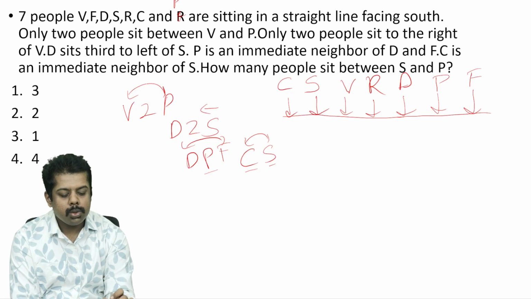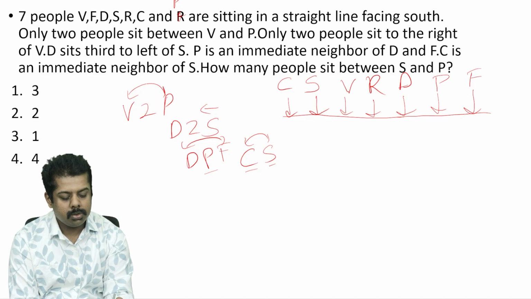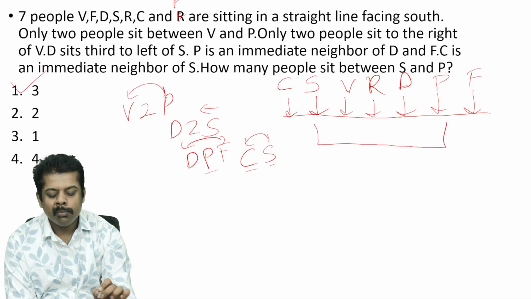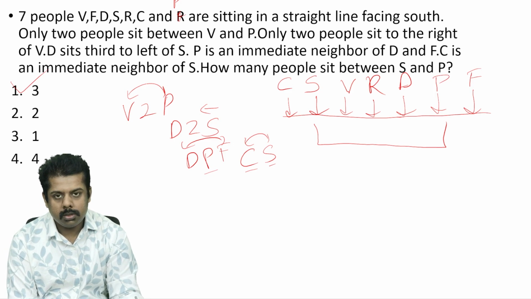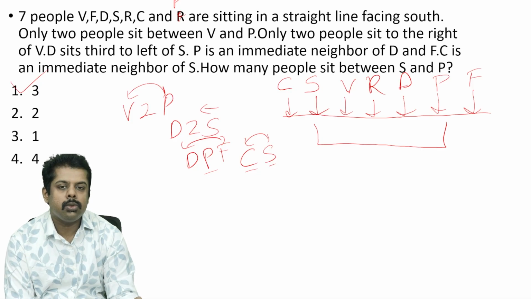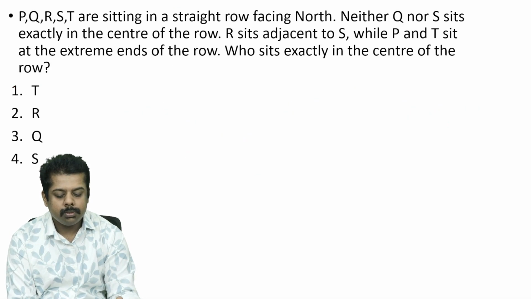Now, what was the question? How many people are between S and P? So that is a direct question. How many people are there between V and S and P? 3 persons. So the answer is option 1, that is 3. I hope that you got the solution of this set as well. Now moving on to the next one.